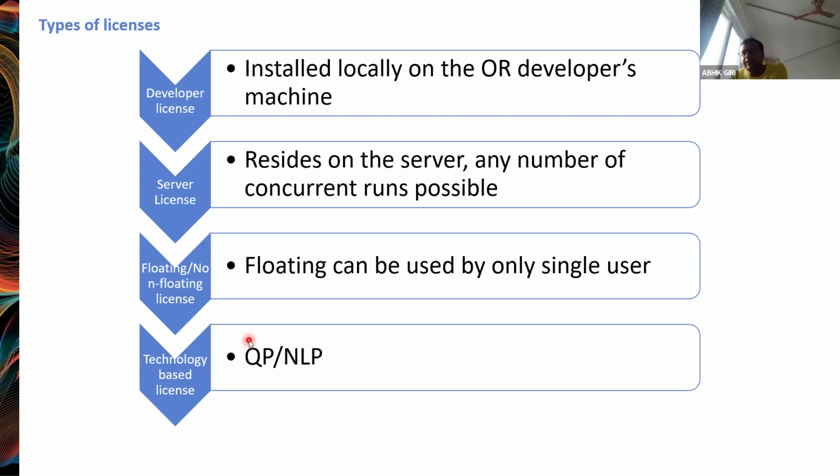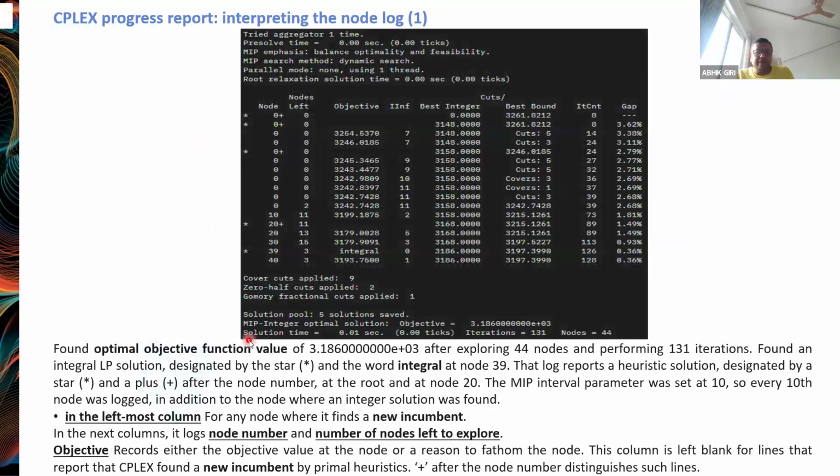And typically, whenever a company purchases any of these solvers, they need to purchase for 1 year, and it needs to be renewed after every 1 year. Okay. So now this is what a solver log looks like. That is the log after you run a model.